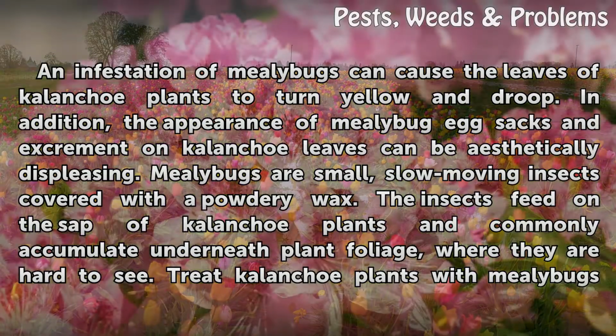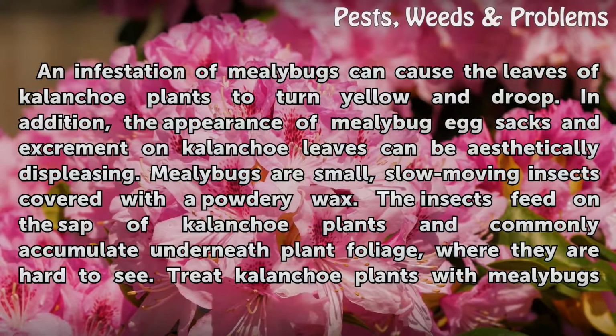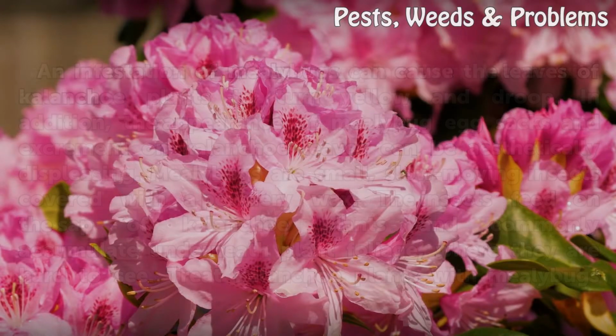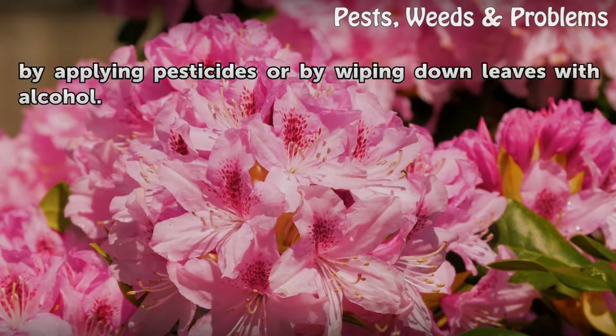Mealybugs are small, slow-moving insects covered with a powdery wax. The insects feed on the sap of kalanchoe plants and commonly accumulate underneath plant foliage, where they are hard to see. Treat kalanchoe plants with mealybugs by applying pesticides or by wiping down leaves with alcohol.